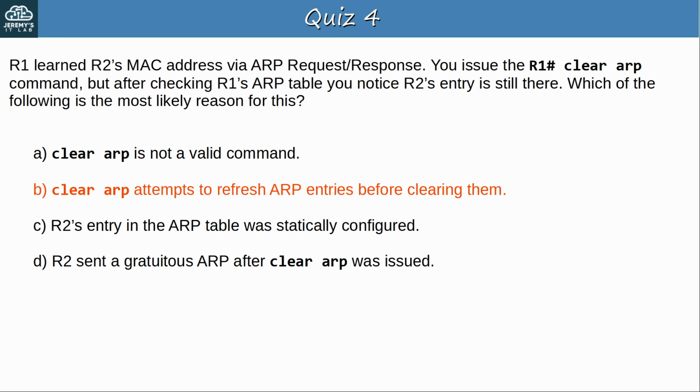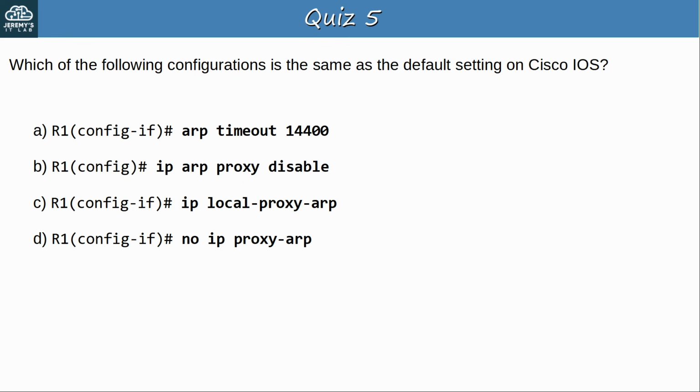Okay, let's go to question 5. Which of the following configurations is the same as the default setting on Cisco IOS? Pause the video now to think about the answer. Okay, the answer is A. ARP timeout 14400. The default ARP timeout in Cisco IOS is 4 hours, configured as 14,400 seconds on the interface.